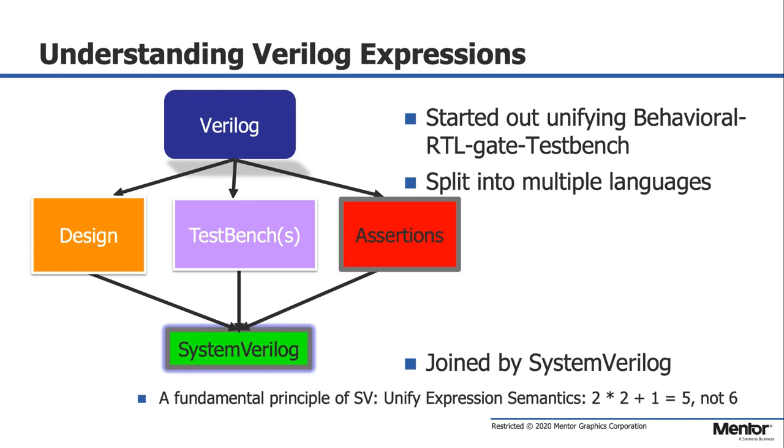And one of the fundamental principles of SystemVerilog was to unify expression semantics, so that when you wrote 2 times 2 plus 1, that's understood to be 5, not 6. And we'll get into those semantic rules in a second here.